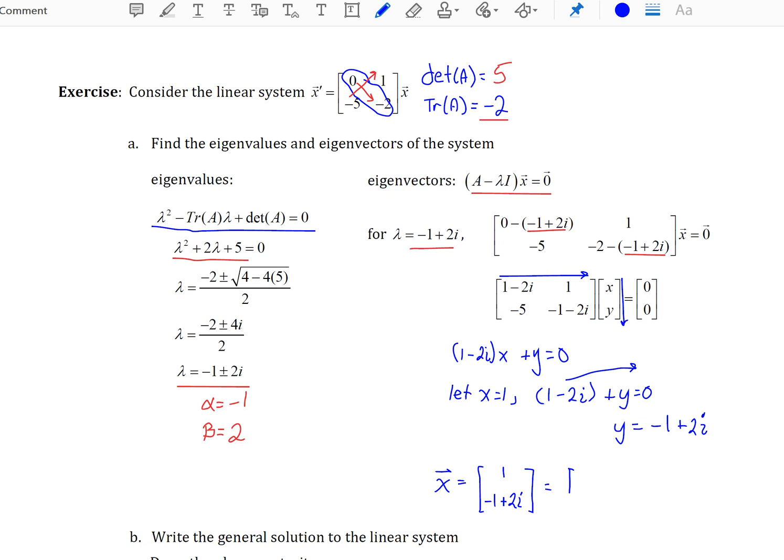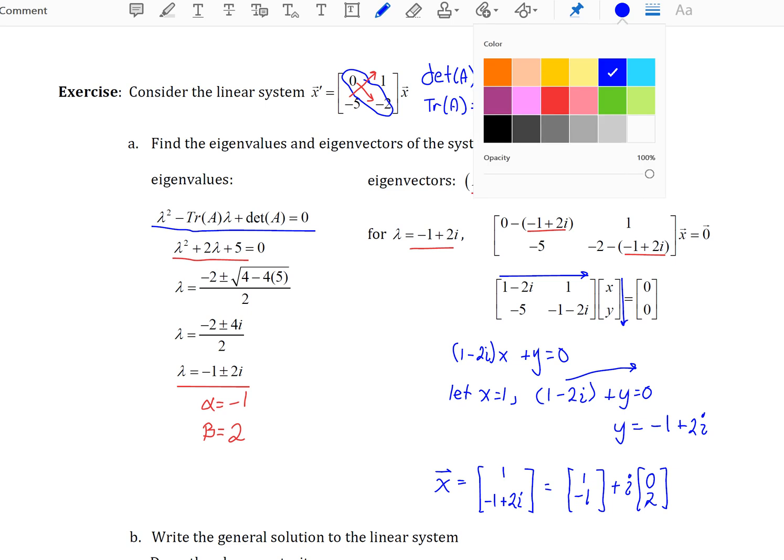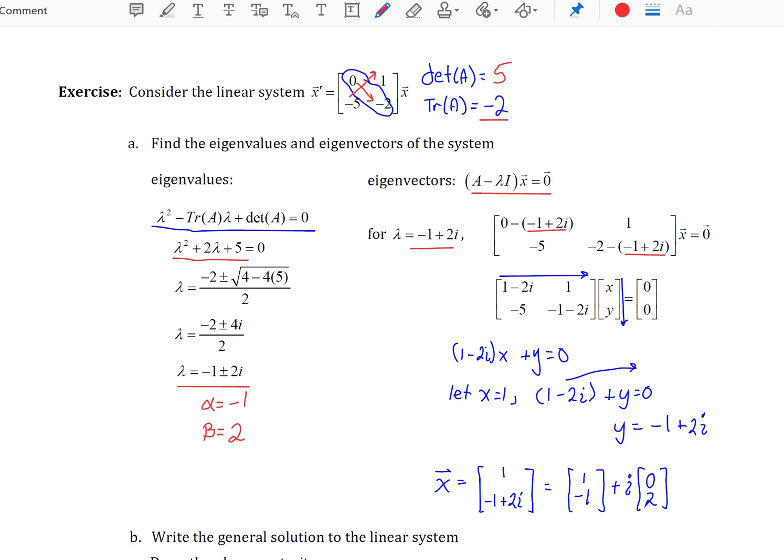However, we need to write this as a real component and an imaginary component that fits this description. So remember, our real components are just the real numbers here, 1 and negative 1, and the imaginary component is going to be 0 and 2. In terms of our general formula we're going to be following for our solution, this is your p vector, this is your q vector.